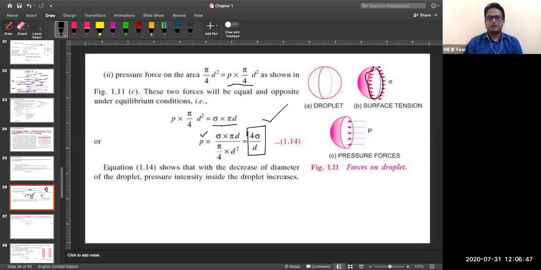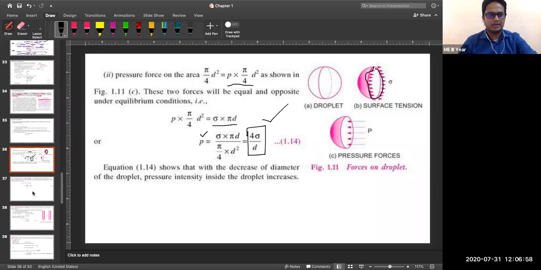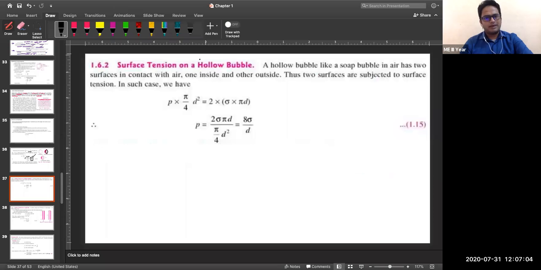So three variables or three unknowns are here: P, sigma and d. Any two will be given, you have to calculate the third one. So this is the simplest, easiest numerical in fluid mechanics, and generally it is asked in competitive examinations. Now we have seen it for a hollow bubble also.